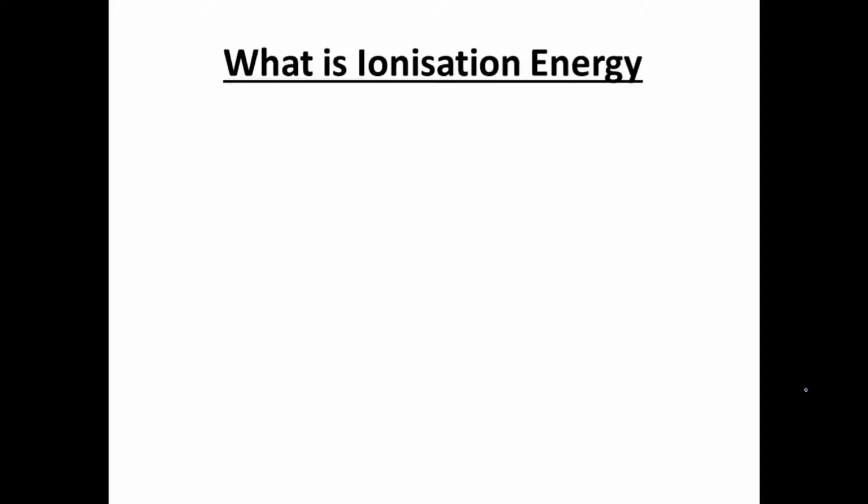Now, when we move on, what is ionization energy? First, we should know what ionization energy is. Ionization energy is represented by the symbol IE, which we write as capital I, capital E, or we can say it as ionization enthalpy. Ionization energy is defined as the amount of energy required to remove the electrons from the outermost shell of an isolated gaseous atom. Such type of energy is called ionization energy.